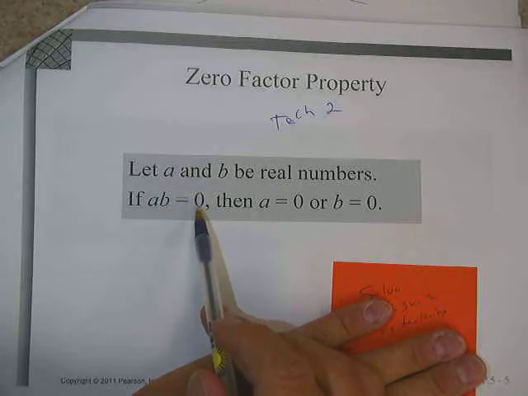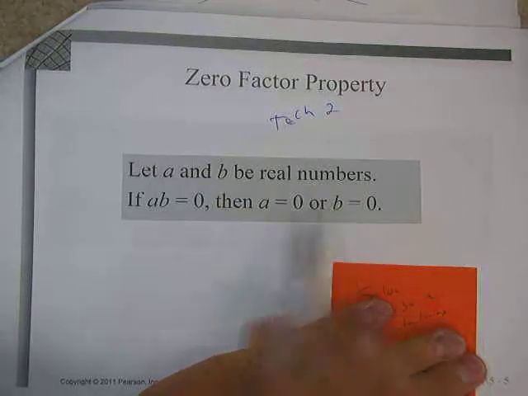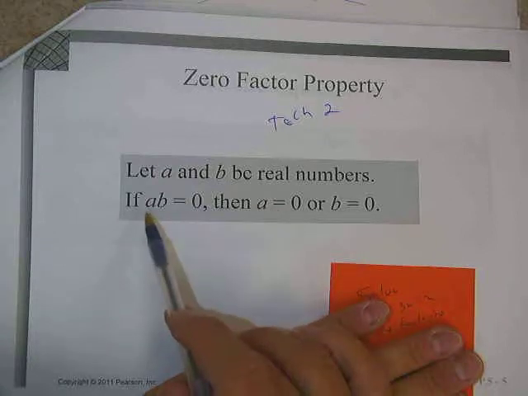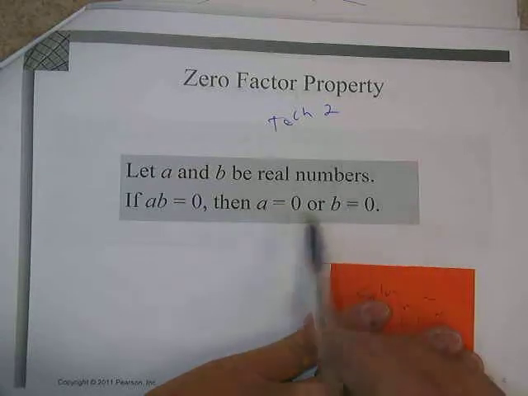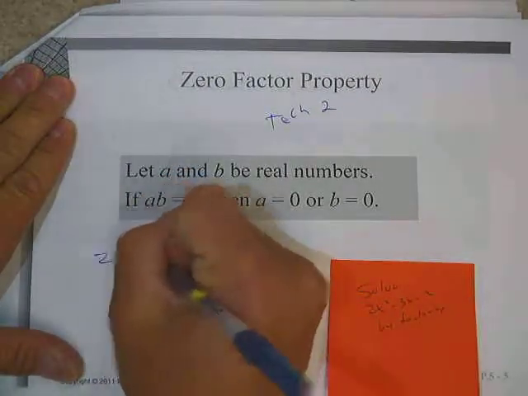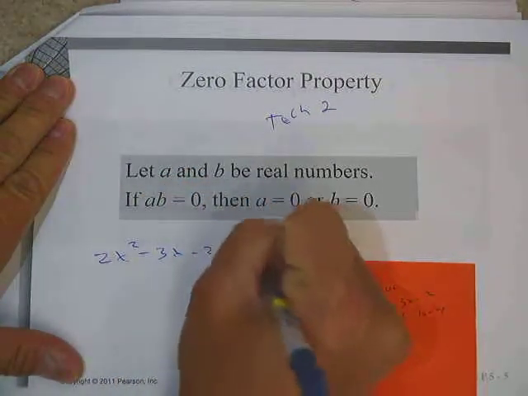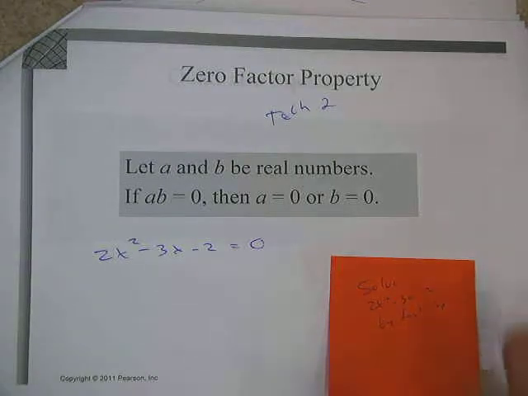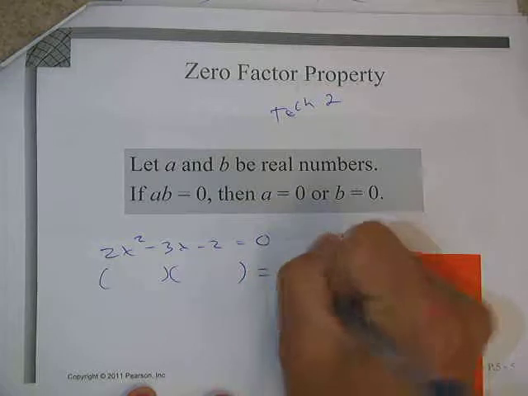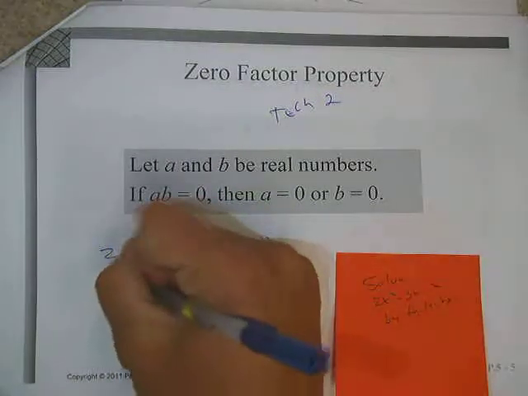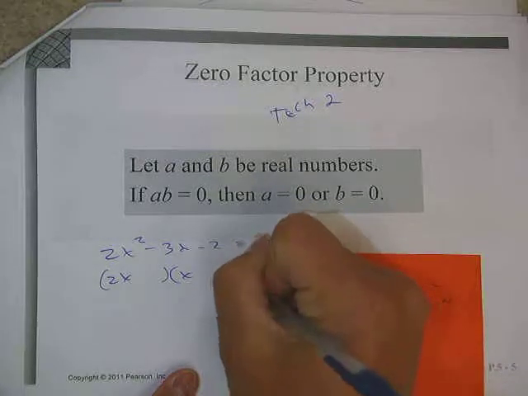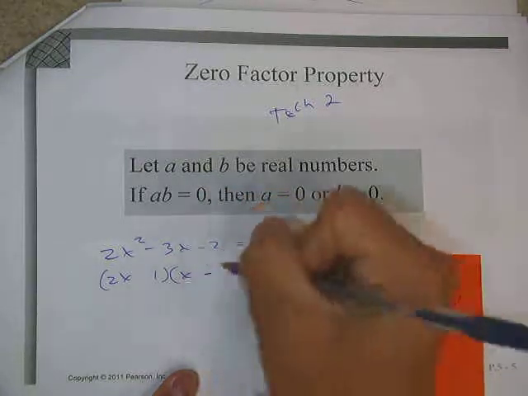All right. The second technique is going to be using the zero factor property. What the zero factor property tells us is that if we have two things that are multiplied and they equal 0, then one of those two things has to be 0. This accounts for it could be both equal 0 too, but ultimately if AB equals 0, then A equals 0 or B equals 0. And what we're going to use that for is that same equation. We're going to solve this by factoring.